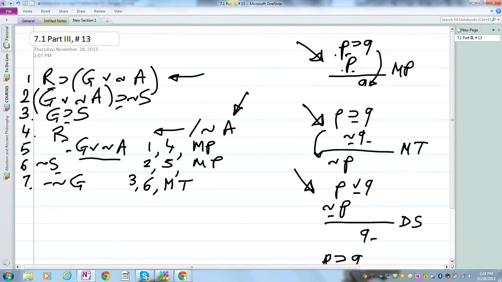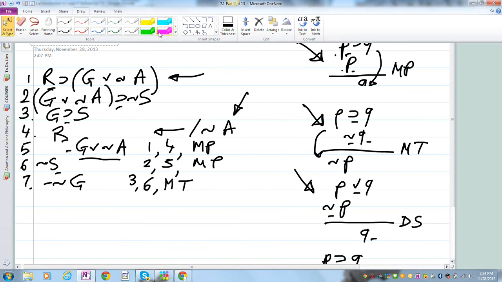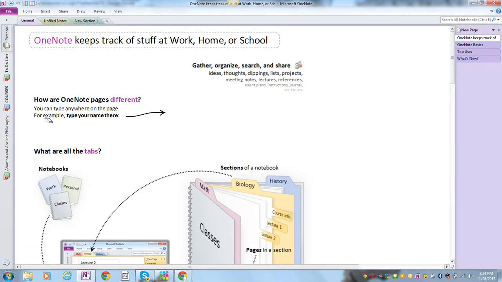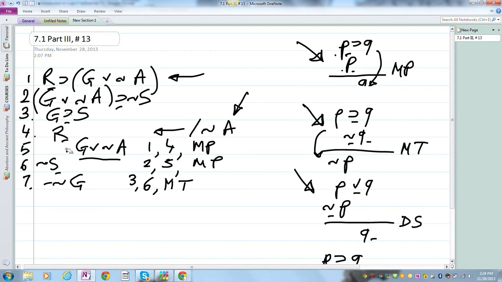Okay, let me get rid of these marks because they may confuse you. They're not negations. I can get an eraser right here. Okay, so erase these marks. I don't want to confuse you. What you have is G or not A, and then you have not G. So by disjunctive syllogism, you're left with not A.